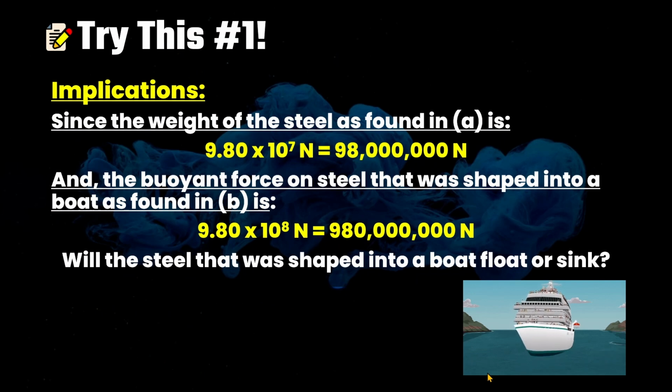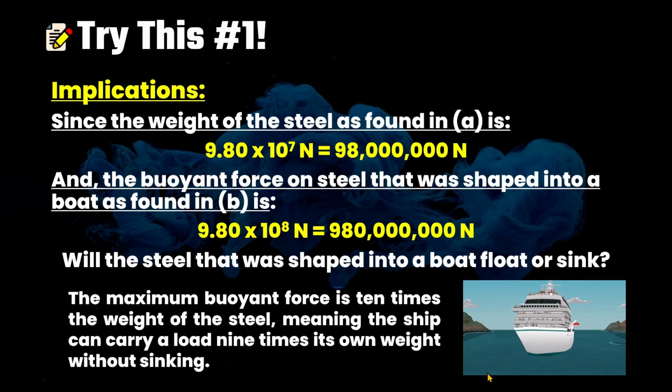So, will this float or sink? Since the weight of the steel, as found in the first question, is 98 million newtons, and the buoyant force on steel that was shaped into a boat is 9.80 times 10 raised to 8, or 980 million newtons. So will the steel that was shaped into a boat float or sink? The maximum buoyant force is 10 times the weight of the steel, meaning the ship can carry a load 9 times its own weight without sinking. So therefore, this will float.